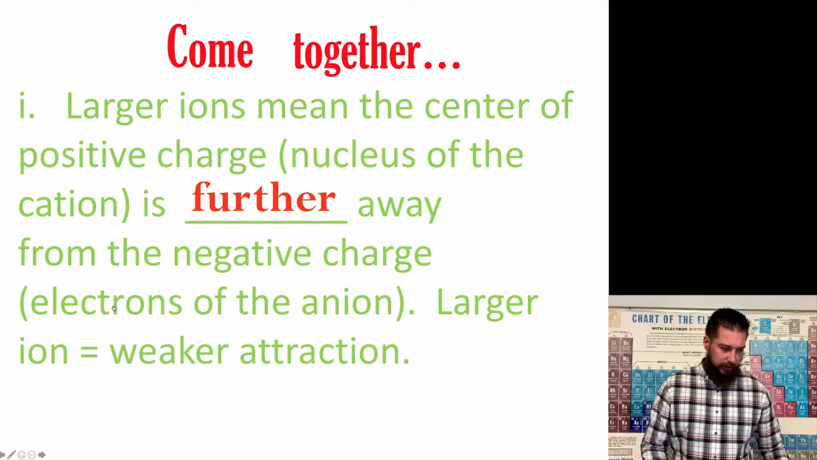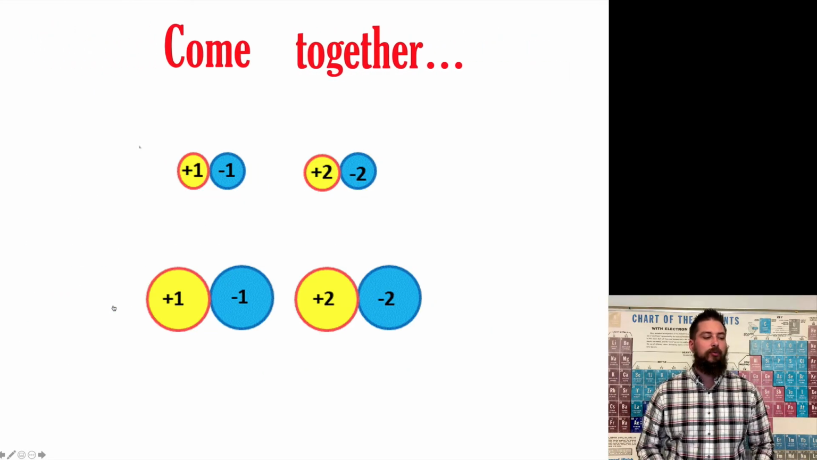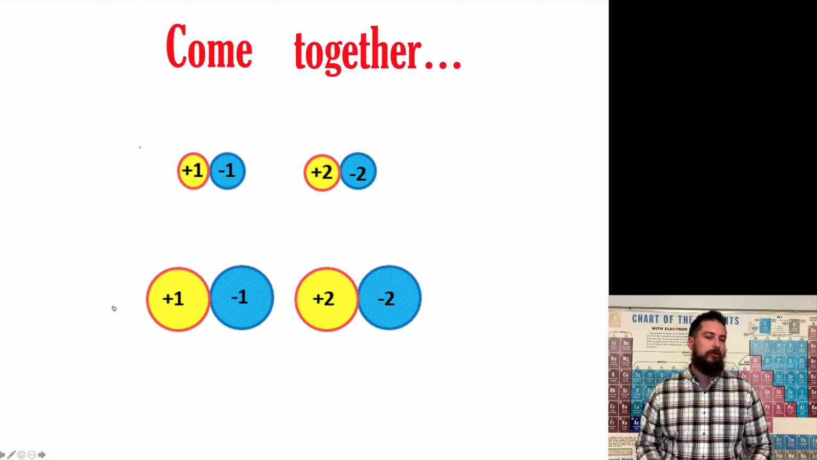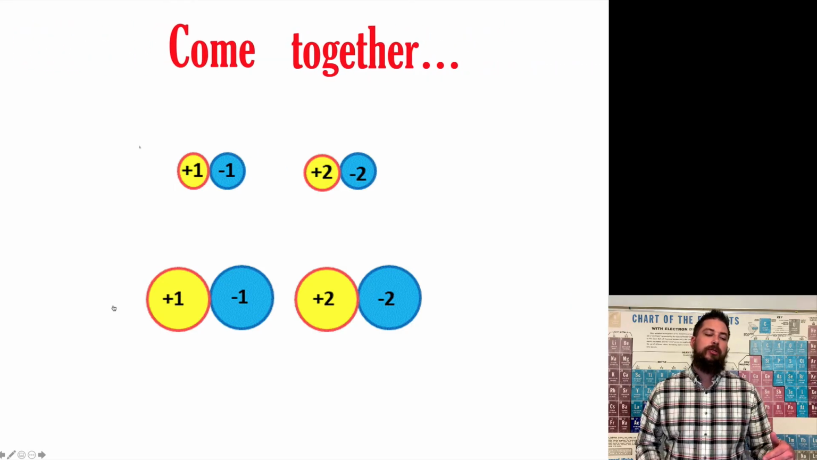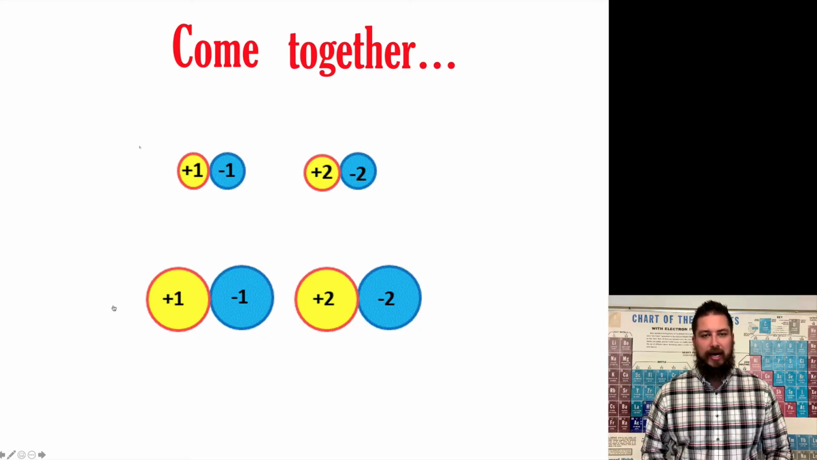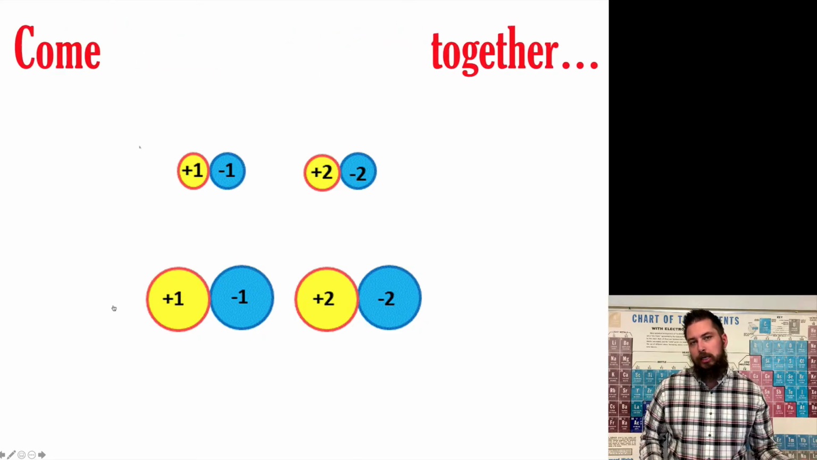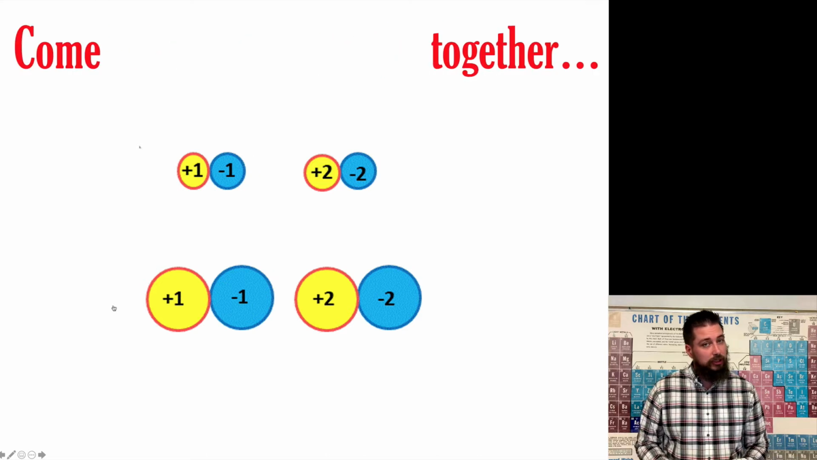Let's go ahead and take a look at this example here. Take a look at the 1 plus and the 1 minus, the two smaller ones, and then take a look at the 1 plus and the 1 minus of the larger ones. The smaller ions are going to have a larger force of attraction because they're able to get closer together. The larger ones are not able to get as close together, so the force of attraction between them is not as great.